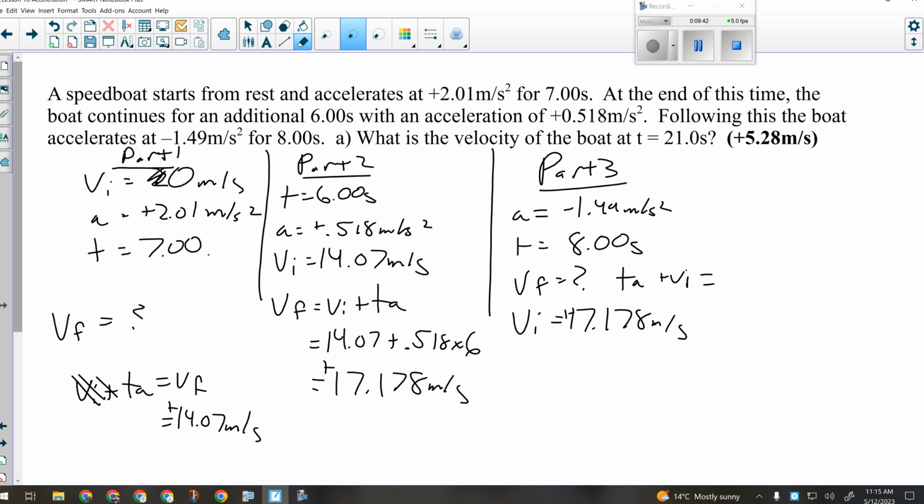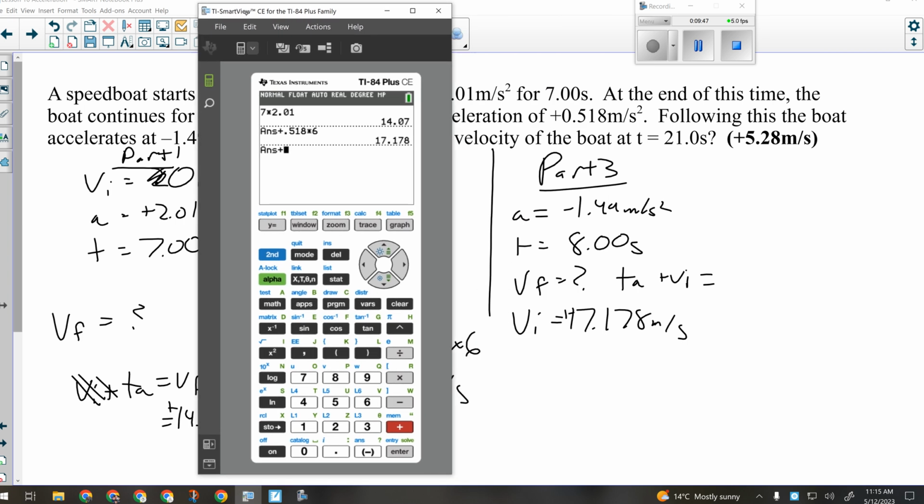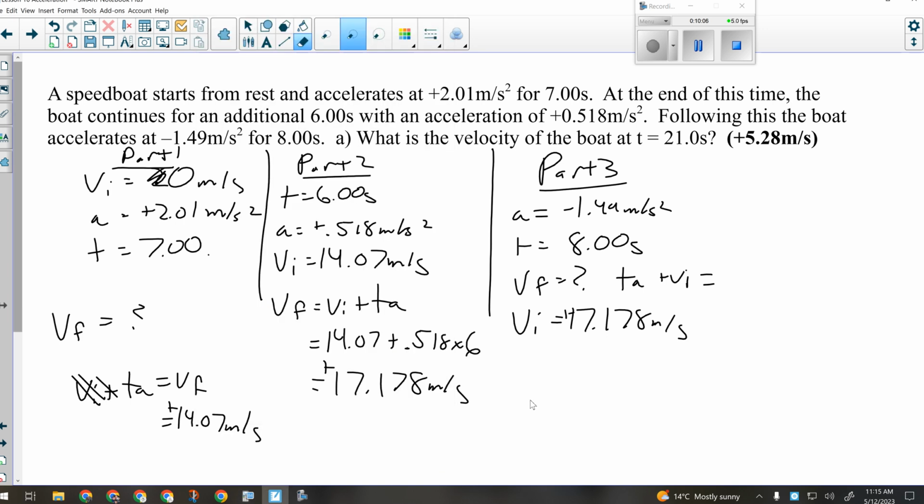So for that one we will have our 17.178 plus 8 times negative 1.49. So at the end of that, I got 5.26. I probably rounded some numbers off when I actually made the key, but it should be 5.26 meters per second. And that's still positive. So kind of a tedious question.